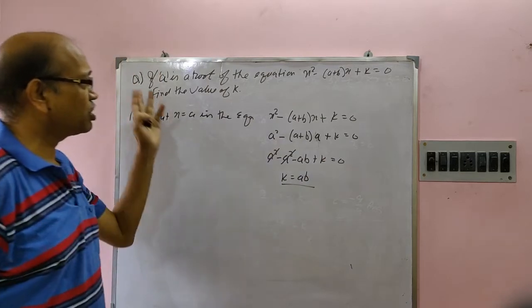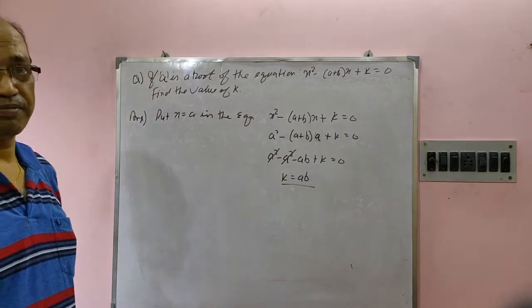So this is your answer. What is the value of k? K is equal to ab.